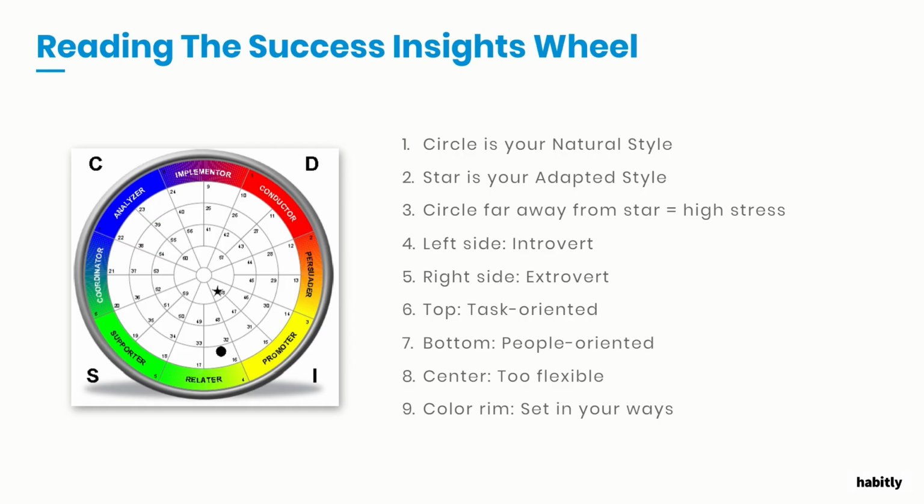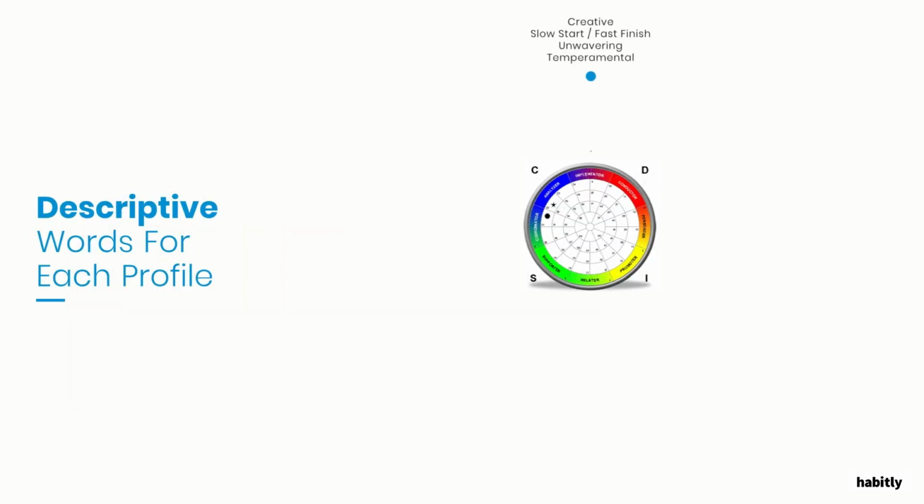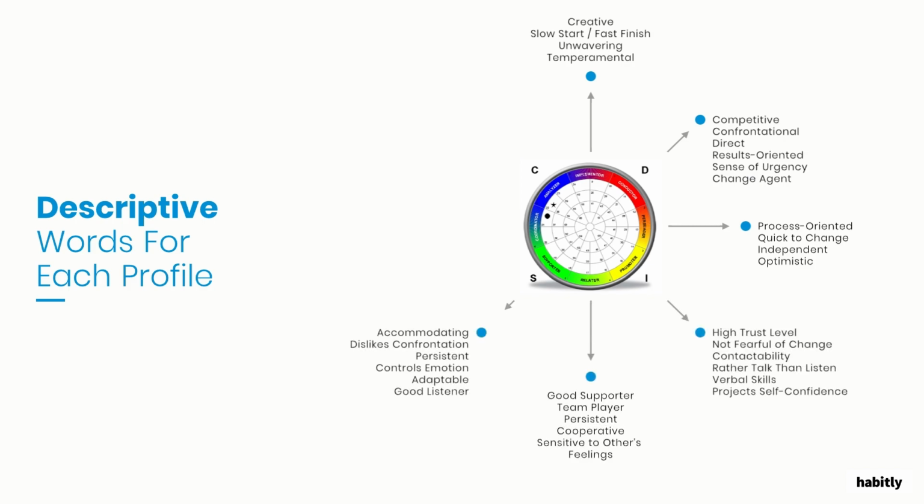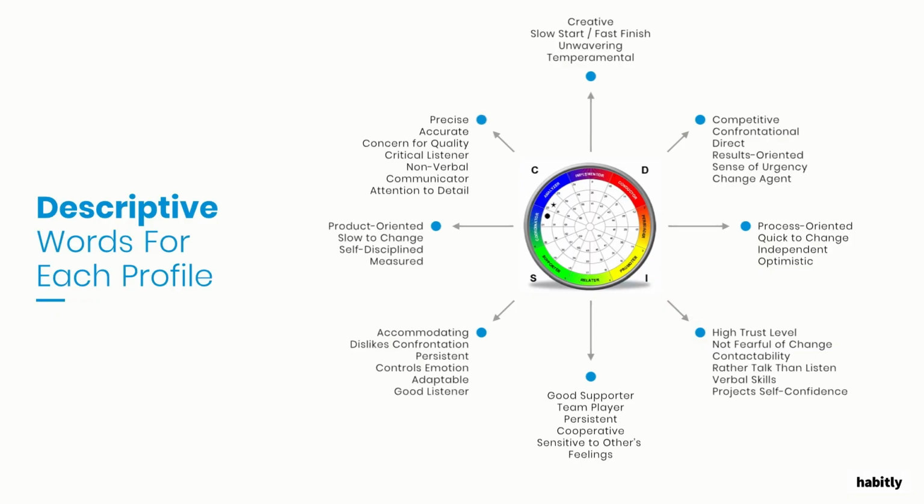Let me show you a couple of the slides here. So these are descriptive words for each profile. So if you're thinking about that implementer at the top of the circle, it's typically someone who's creative. They'll be a slow start, but a fast finish because they're thinking about things creatively, unwavering, might be a little temperamental. So you go through each of these.